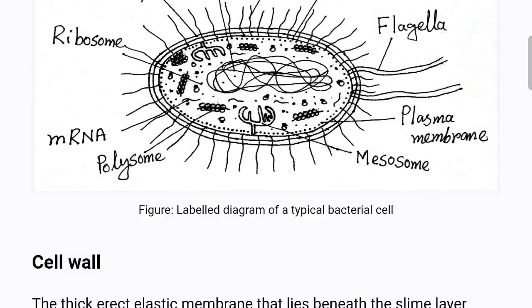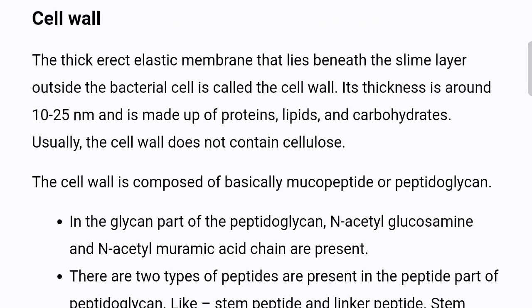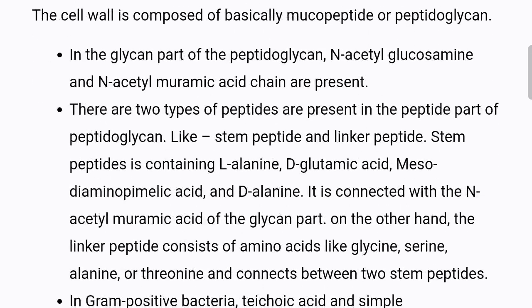Cell wall. The thick, rigid, elastic membrane that lies beneath the slime layer outside the bacterial cell is called the cell wall. Its thickness is around 10 to 25 nanometers and it is made up of proteins, lipids, and carbohydrates. Usually, the cell wall does not contain cellulose. The cell wall is composed of basically mucopeptide or peptidoglycan.